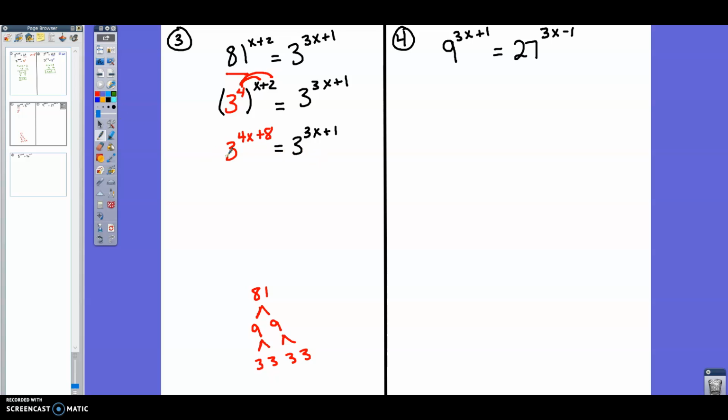So now that we have our 2 bases the same, and we don't have any parentheses with the exponents, we can ignore our bases, and we can set our exponents equal to one another.